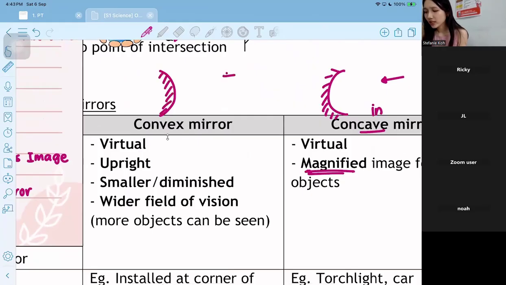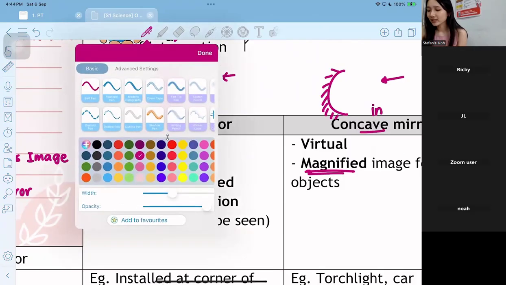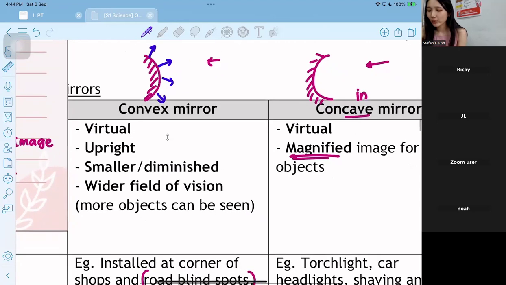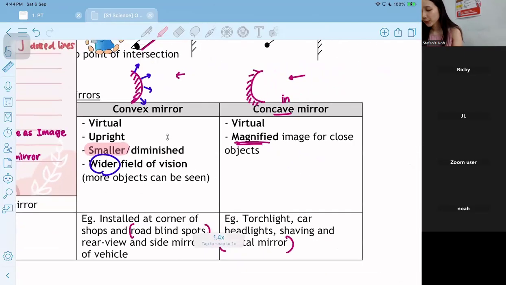Convex mirror, you're looking here, and what reflects is everything. You can see that it has a wide range. You can look at a wide field of vision. You can see a lot of things at one go. That's why they put it at the corner, so that they can see if there's any suspicious person throughout the entire place. But the only downside is that you can see a lot, but they're all very small. So we say that it's diminished, or smaller. The image that you see is smaller, not that the person is smaller. It's the image.